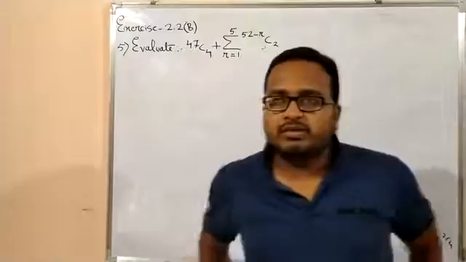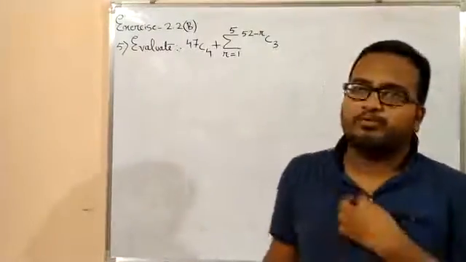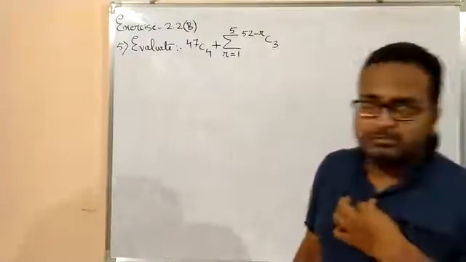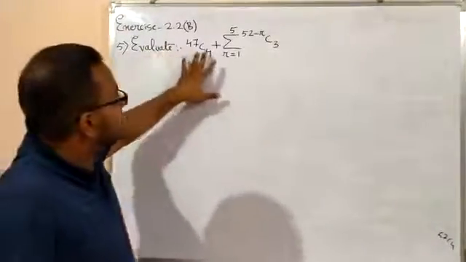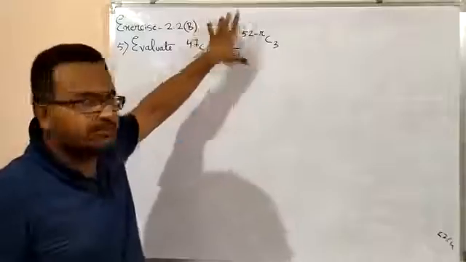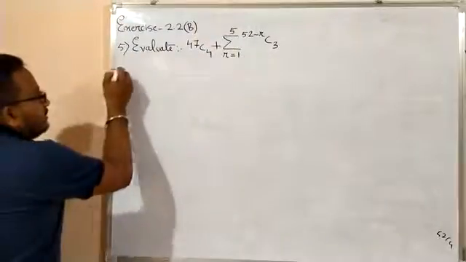Hello students, so let us continue the same exercise 2.2b. It's question number 5, so let us see how to solve. Evaluate this, that means you have to find the value of this. Okay, so solution.